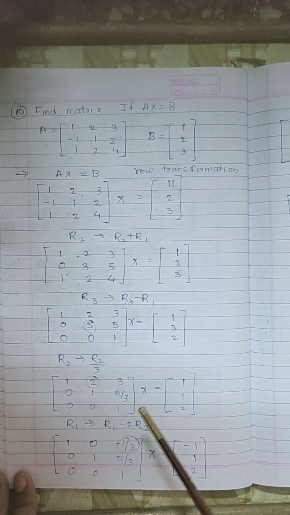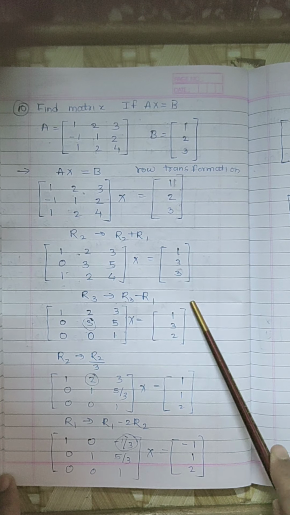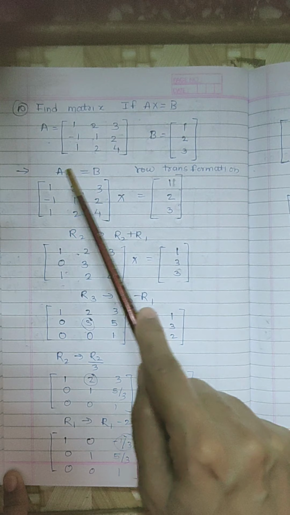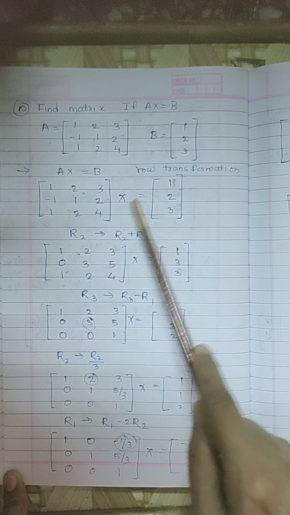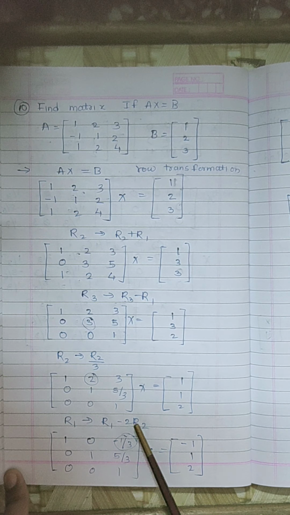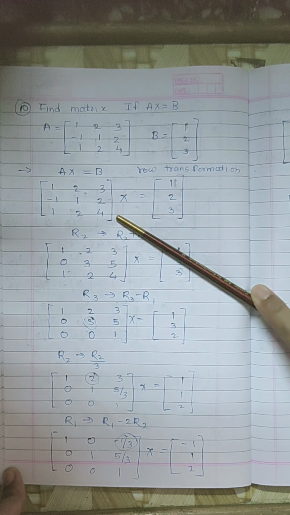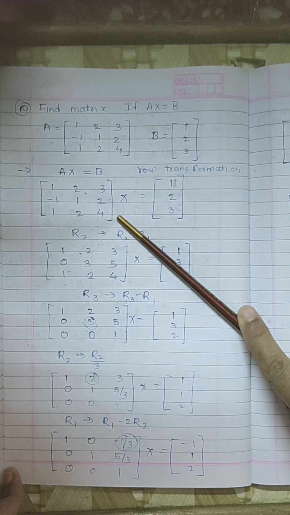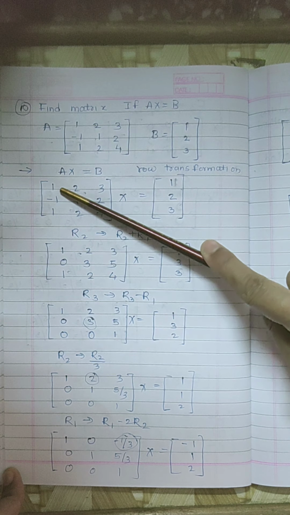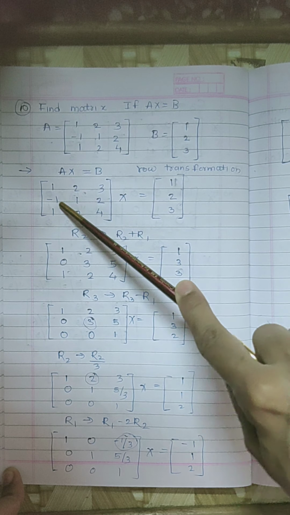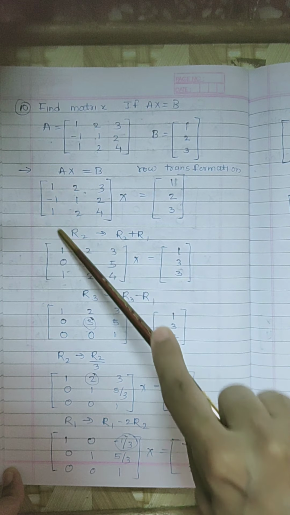There we used column transformation. Now when AX is equal to B, use row transformation. A we know, X and B also we know. So now this you have to convert into the identity matrix, but by using the row transformation. Now for row transformation, first you have to convert this into 1, which is already there. Now this you have to convert into 0. So how to convert this into 0?